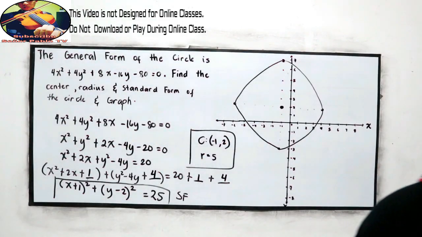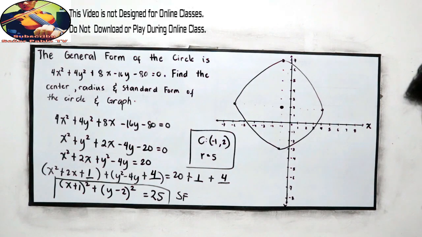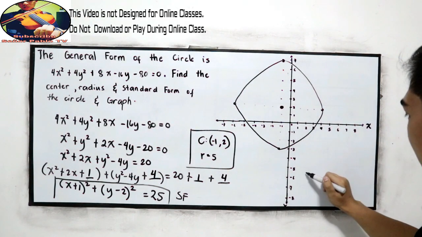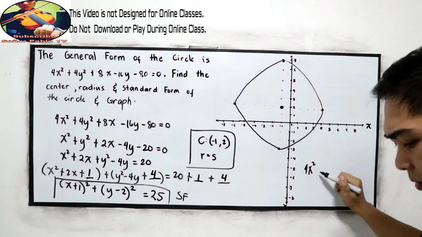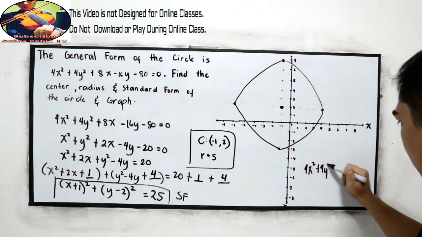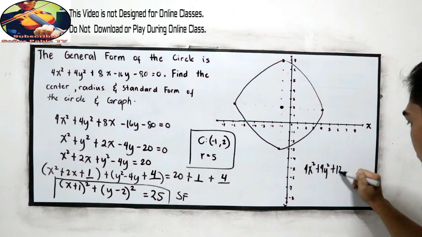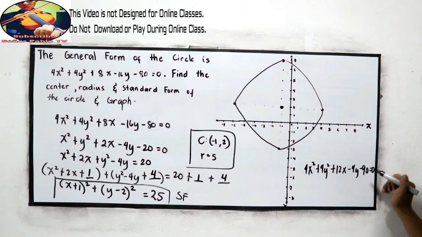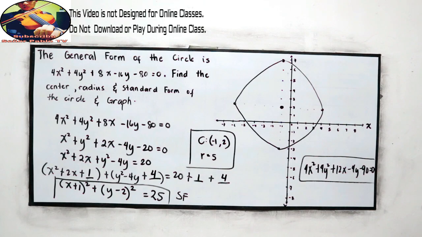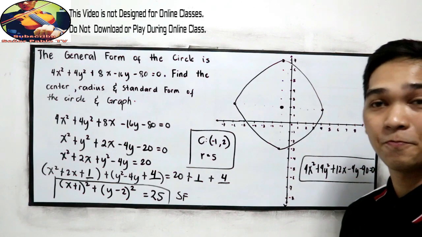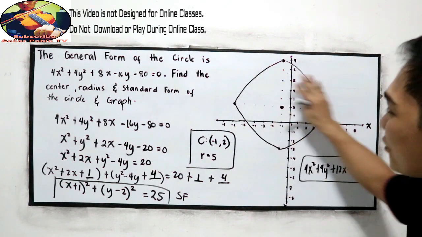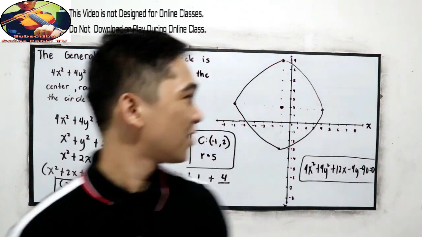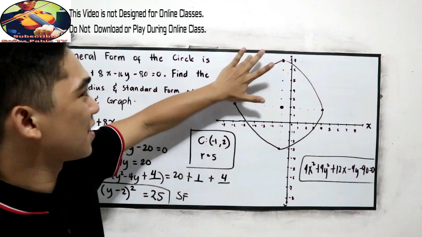For your assignment, given the general form of 4x squared plus 4y squared plus 12x minus 4y minus 90 is equal to 0, find the center, radius, and the standard form of the circle and graph in your Cartesian plane. Assume that this is a perfect circle. It's hard to graph here because it's quite slippery.